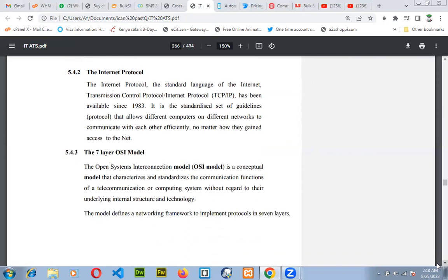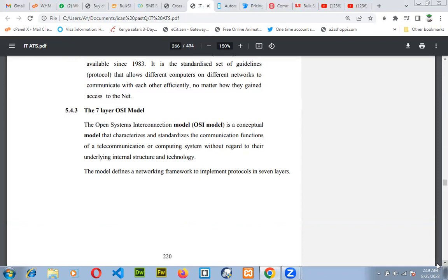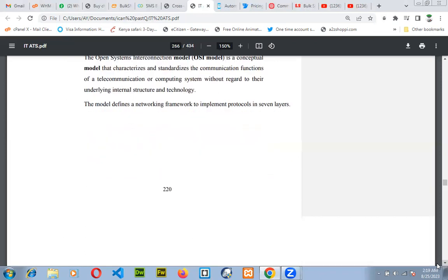Now we have the 7-layer OSI model. I won't go too deep into it, but I'm going to mention them. OSI means Open Systems Interconnection model. It's a conceptual model that characterizes and standardizes the communication functions of a telecommunication or computing system without regard to their underlying internal structure and technology. The model defines a networking framework to implement protocols in 7 layers.